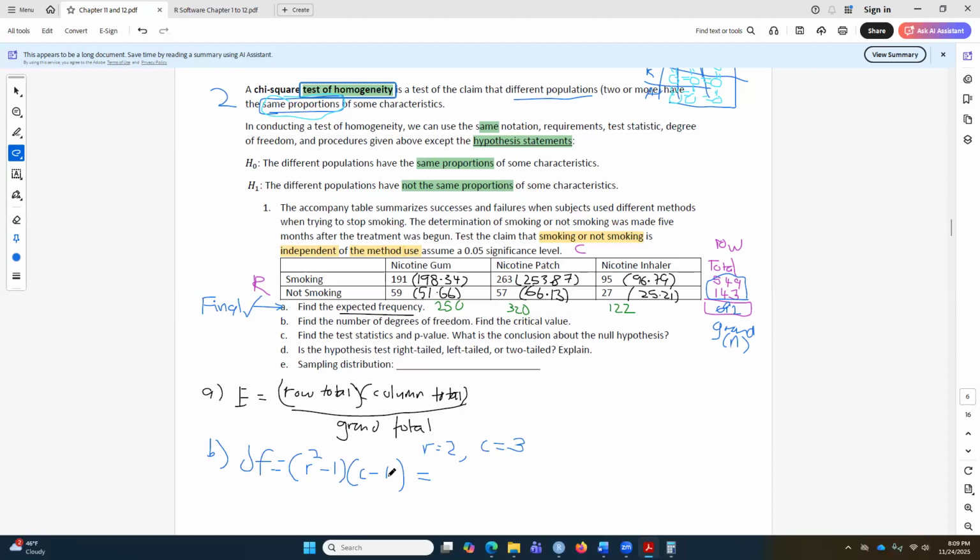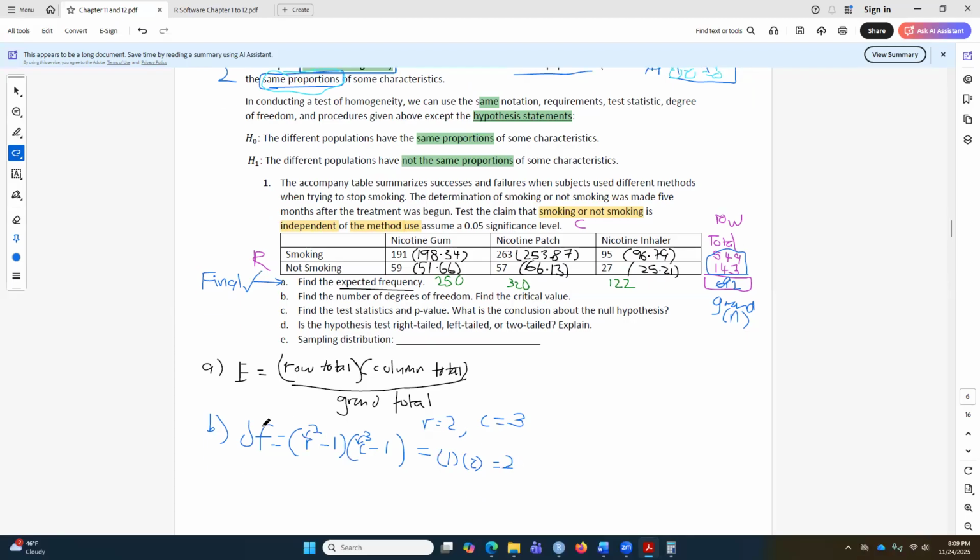2 minus 1 is 1. And then 3 minus 1 is, don't forget, order of operations. You have to do the inside of the parentheses first before you multiply. So you plug in R is 2 and C is 3 based on the rows and columns we have in here. What is 1 times 2? 2. So this is your degree of freedom.